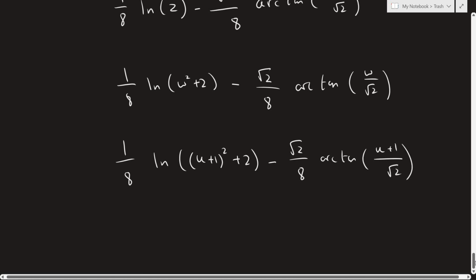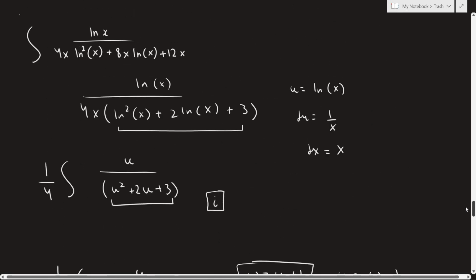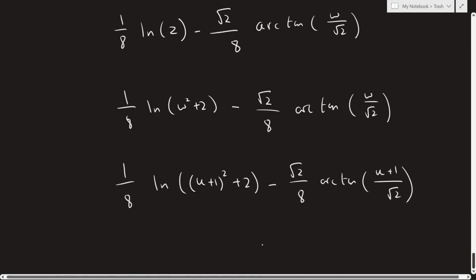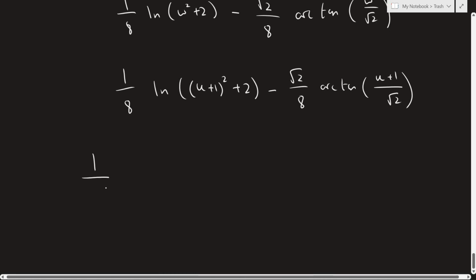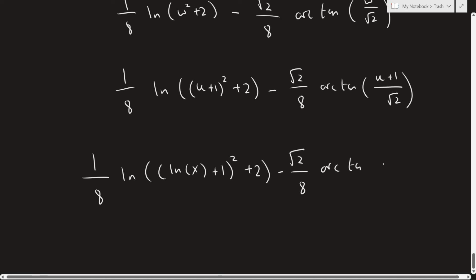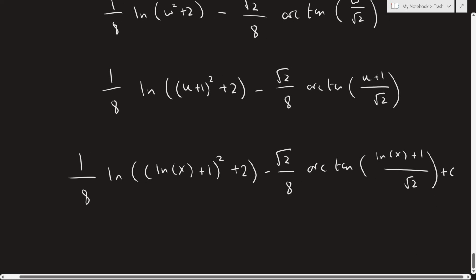Now once more, we have u. What did we choose u to be? u is equal to ln x. It's long, but it's easy. 1 over 8 ln, u is ln x, so ln x plus 1 squared plus 2. And on the other side as well, we'll be done: arctangent of ln x plus 1 over radical 2, plus C. And this is your answer.